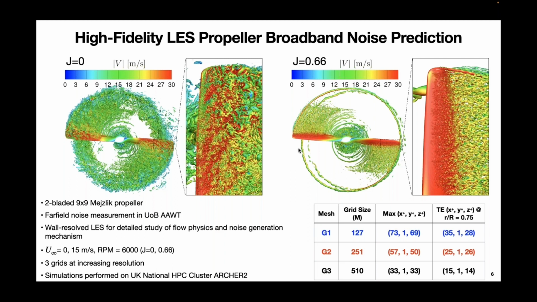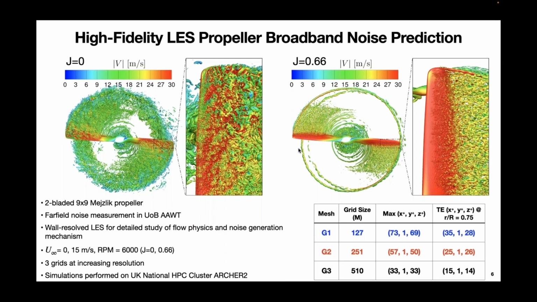We perform well-resolved LES using SU2 in order to study the detailed flow physics and noise generation mechanisms. This means that we don't do any wall modeling. We don't rely on any sort of turbulence model. We resolve all the way down to the wall to capture the flow physics. And you will see in the upcoming slides why this is very, very important.